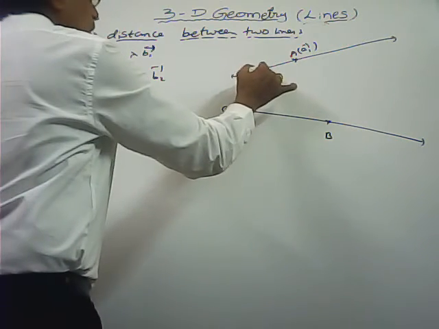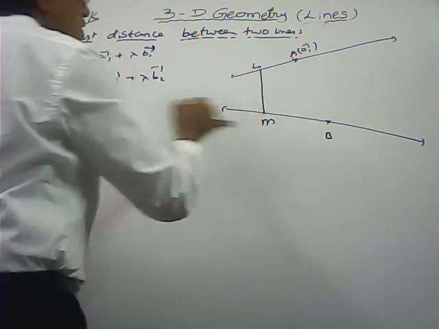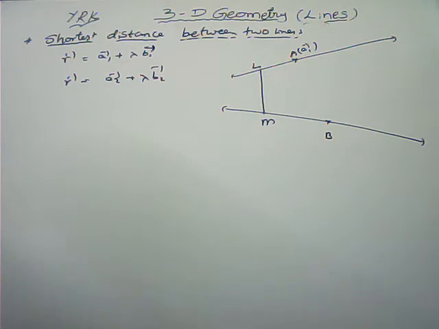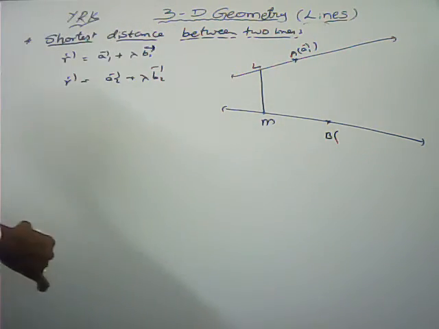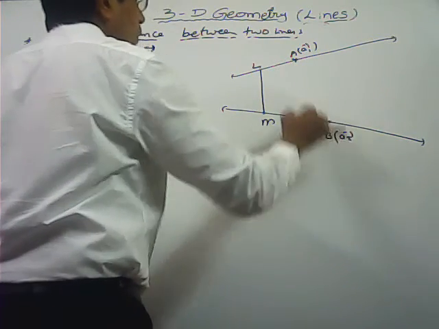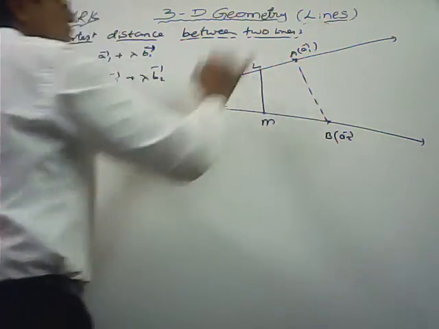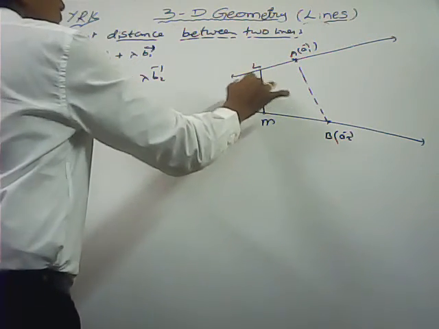Now this is the marker position. This is the shortest distance between the skew lines, and here I am joining these two. Here, what is the position vector of B with respect to origin? OB bar is equal to A2 bar. Join these two, and here LM is the shortest distance only.